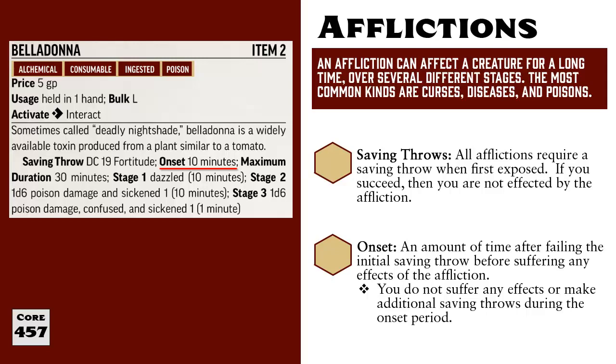You don't start feeling the effects of catching the flu for about 2 days after you fail your real-world fortitude save. So the flu has an onset period of about 48 hours. And if there is no onset period listed, then the affliction takes effect immediately.